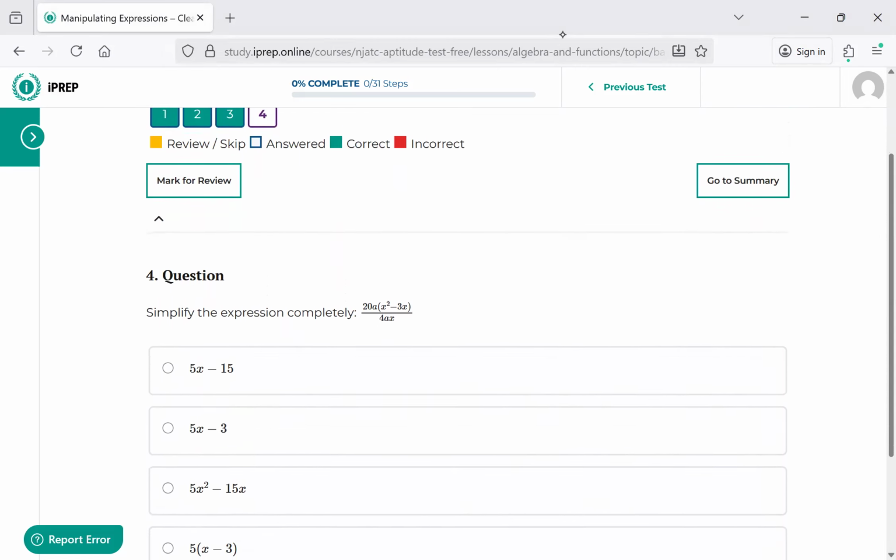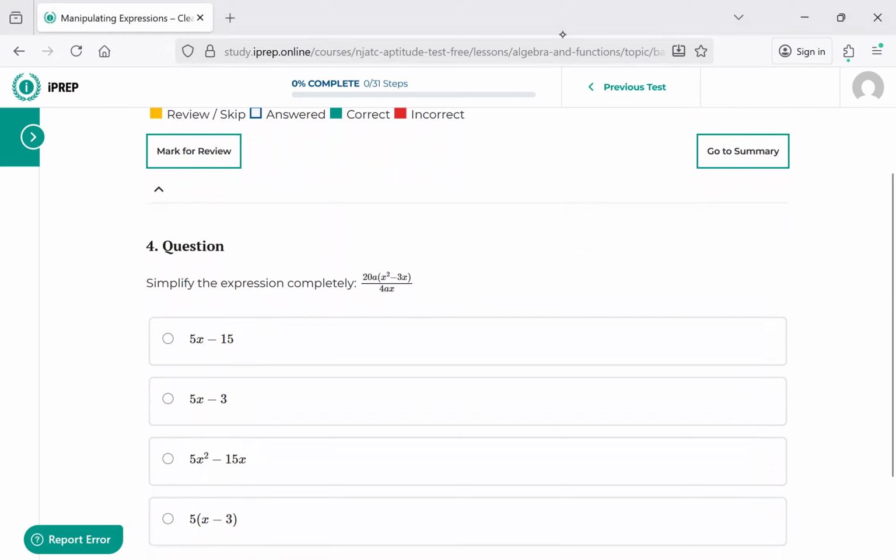Question 4, simplify the expression. Here, let me rewrite it. It's a little bit too small. We have 20a times x squared minus 3x, all over 4ax. We're gonna somehow simplify this. How are we gonna do this?